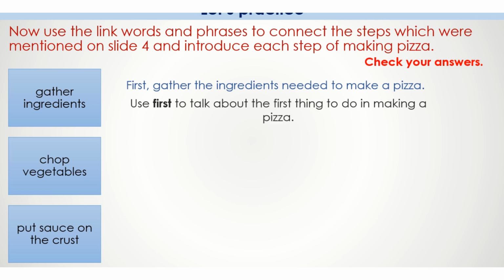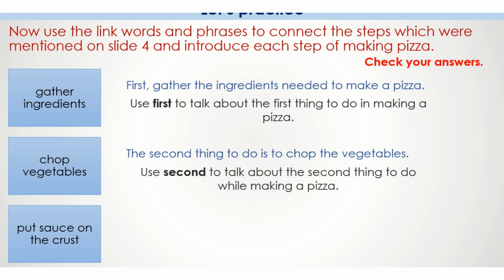Then, how to put it in sequential order. First, gather the ingredients needed to make a pizza. First, to talk about the first thing in the process. Number 2, the second thing to do is to chop the vegetables, to cut the vegetables into slices. And we use the word second to talk about the second thing to do in the process.